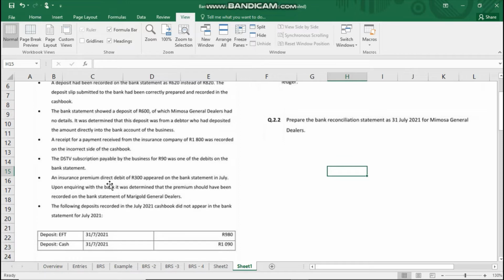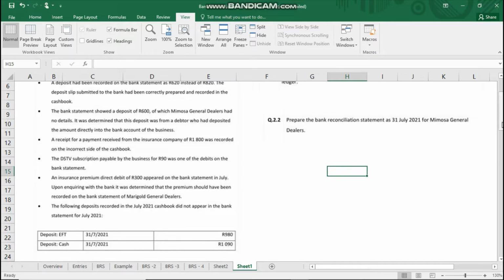Then next is an insurance premium direct debit of R300 appeared on the bank statement in July. Okay, there was a direct debit of insurance premium that is appearing in our bank statement. Upon inquiring with the bank, it was determined that premium should have been recorded on the bank statement of Marigold General Dealers. Oh, there was a company, there was a separate company called Marigold Dealers. So the bank did an error. Instead of debiting in Marigold's dealer account, they debited this amount from our bank account. So this is an error which needs to be corrected by the bank. So this will appear as a reconciling item in our reconciliation. We don't need to do anything in the business books for this R300.